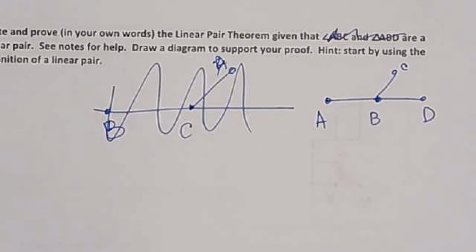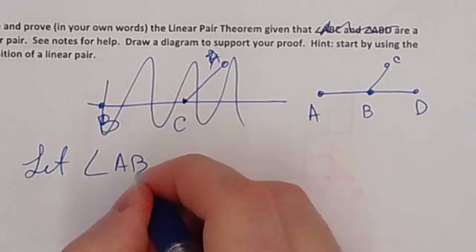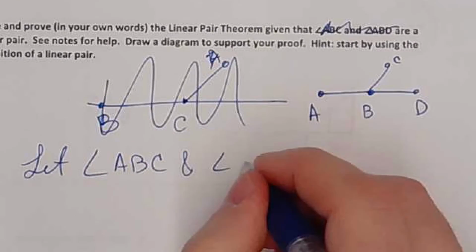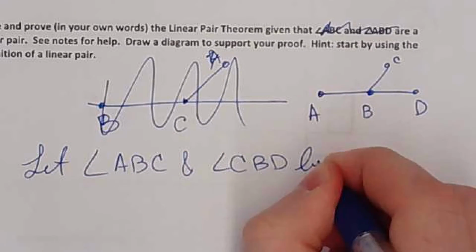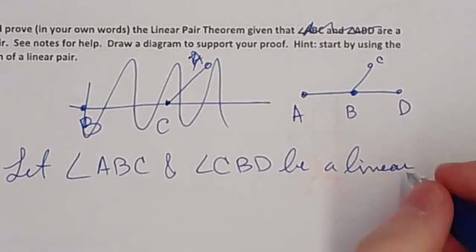State the linear pair theorem and prove it. Who can tell me what the linear pair theorem says? If they're a linear pair, then they're equal to what? Each other? No. Then 90 to 180. 180. If they're a linear pair, then they're 180. So we assume they're a linear pair, right? Let angle ABC and angle CBD be a linear pair. CBD is all the craze now, guys. Be a linear pair.